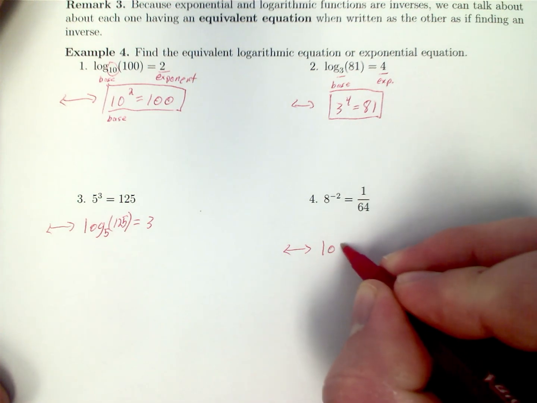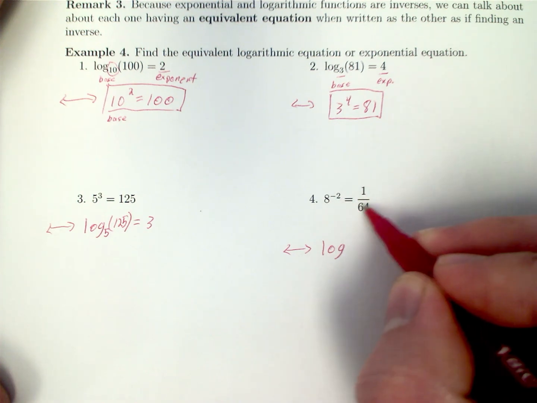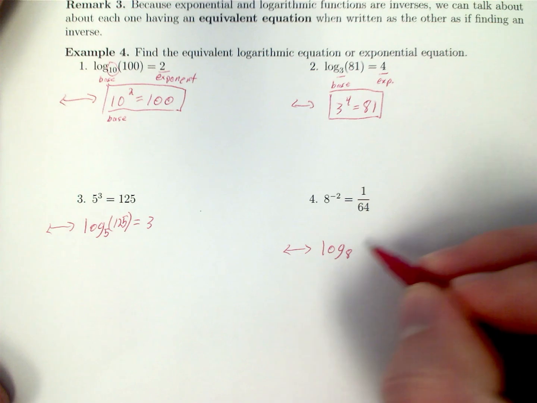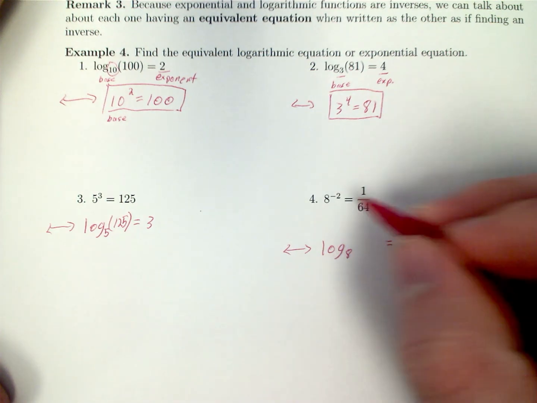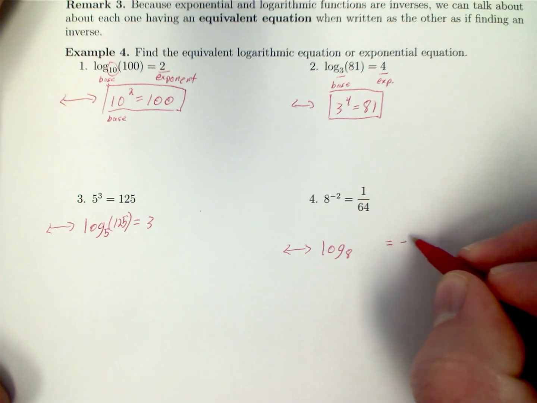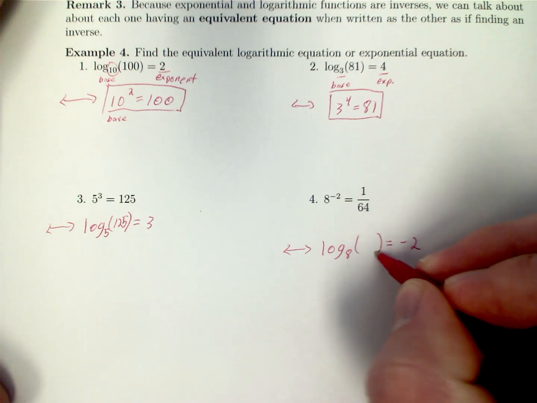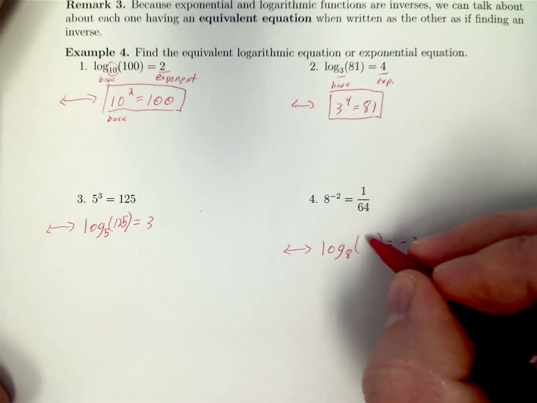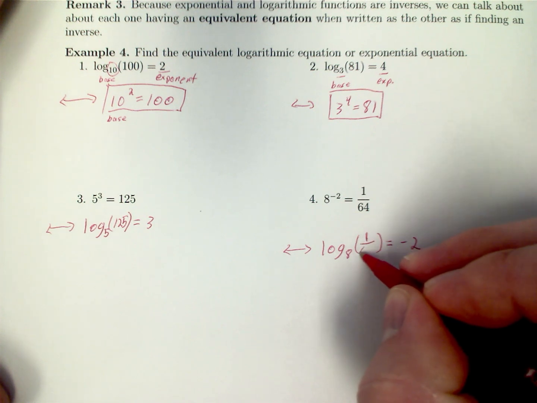Well, log, again, what's the base? Because we need bases for our logarithm. The base is 8. What's the output of a logarithm? It's the exponent, which in this case is negative 2. And the input for the logarithm is the output of the exponential. Again, because those swap for inverses.